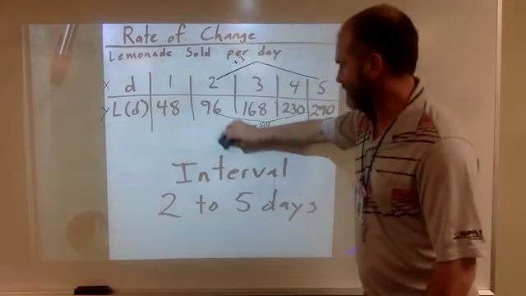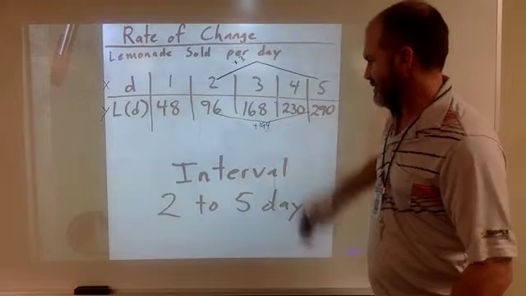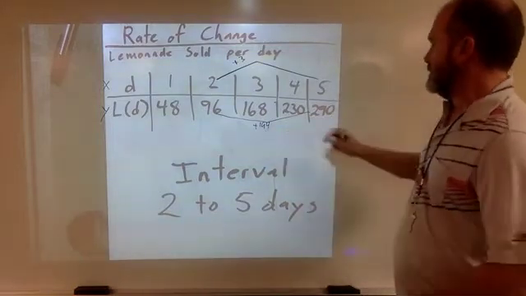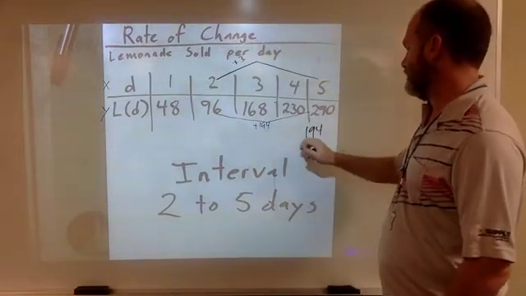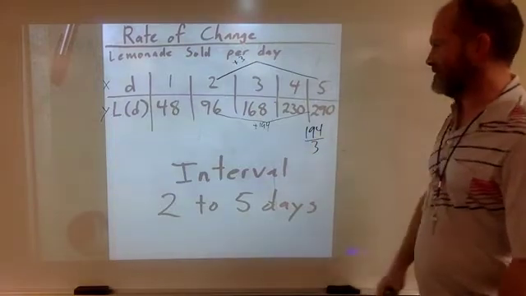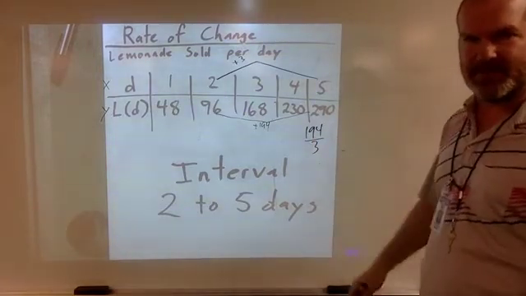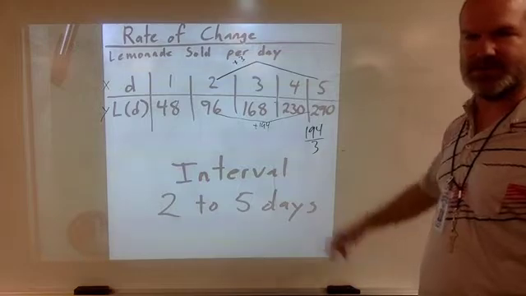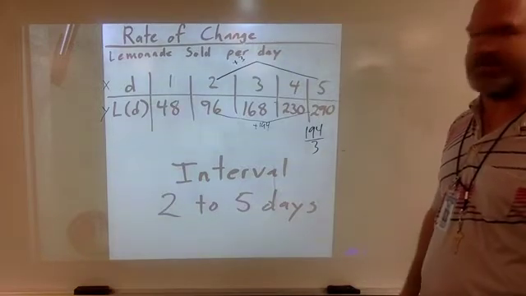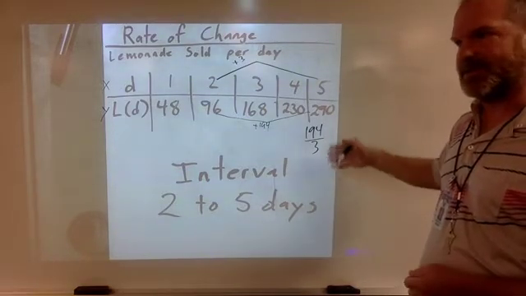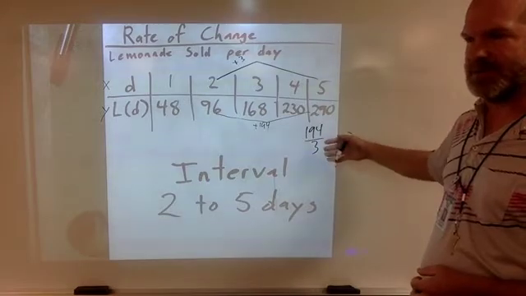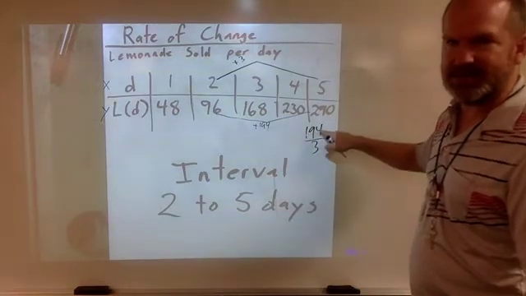The y column over the x column, the function over the variable. So it's 194 over 3 is your rate of change, and then you try and reduce that. If it reduces, great, but this does not reduce, so you can just leave it as 194 over 3. Remember how to tell if 3 goes into something. How did I do that so quickly? You add up the digits in the number.